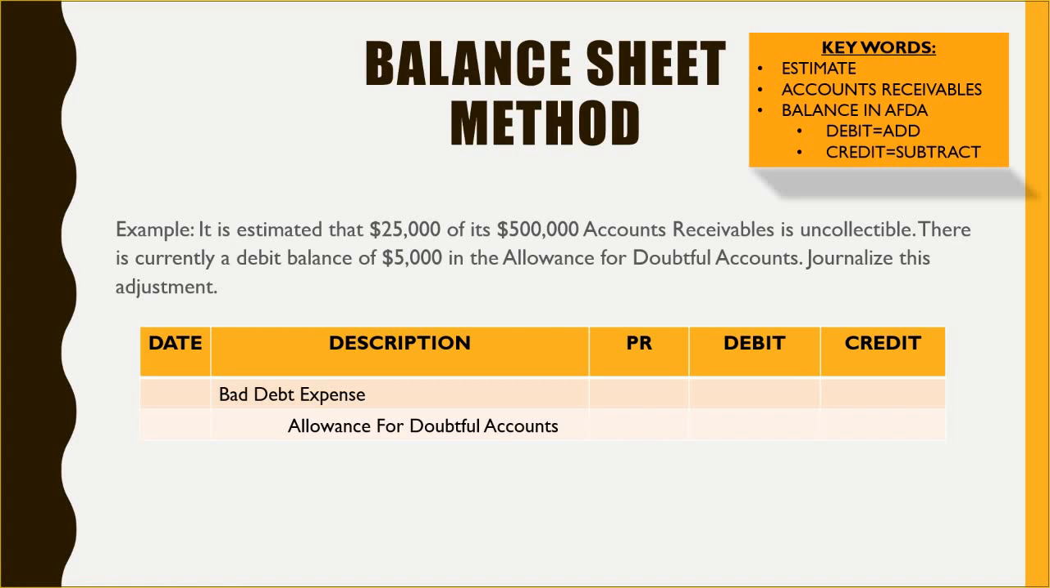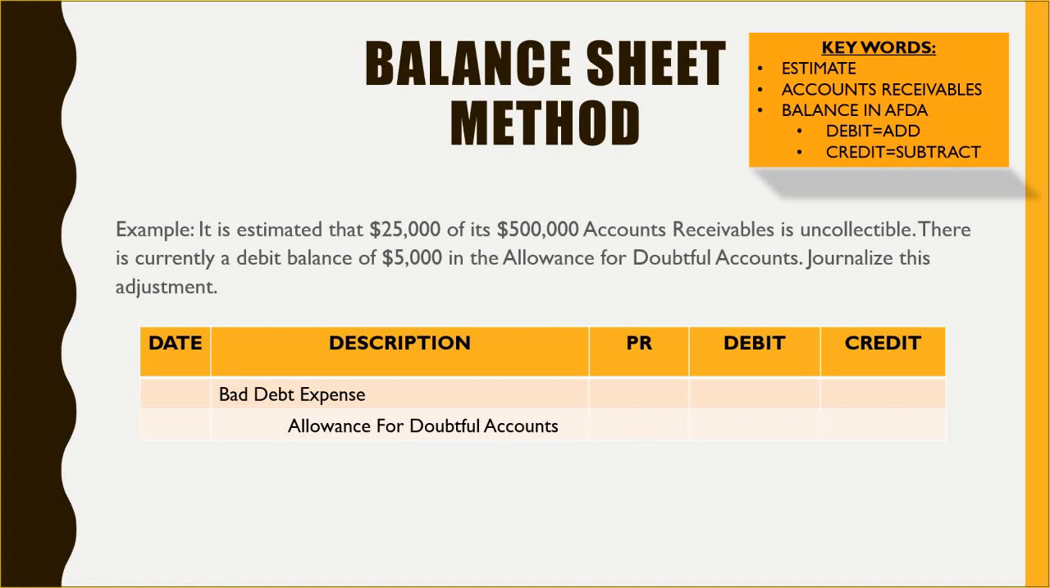Right here says I need to find three things. I need to identify the estimated amount. So in this case, I have 25,000. That's my estimated amount because it is out of 500,000. So again, 25,000 is my estimated amount. And then the next one is I need to look for this keyword, accounts receivable.